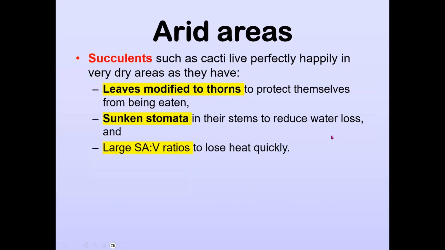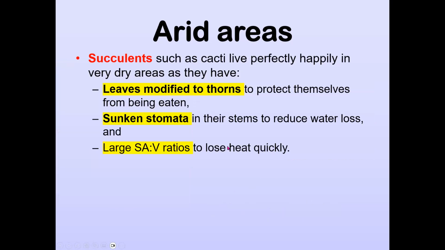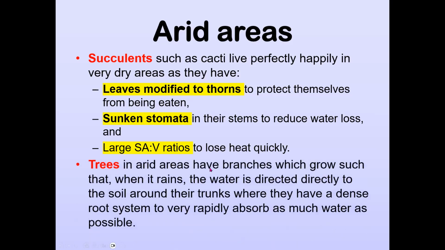So succulents like cacti are happy, so the leaves are modified to thorns. You get sunken stomata, and I should go back. There are no leaves. The stomata are sunken inside along the green bits, so they have chlorophyll. I'll get to sunken stomata in a moment. And they have large surface area to volume ratios to lose heat. I'll come back to surface area to volume ratio.